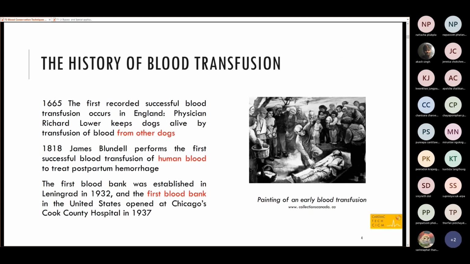So here is the history of blood transfusions. In the early period, they made experiments in dogs, giving blood from one dog to other dogs. So this is the first experiment that they demonstrated to show it's possible to use blood from one another.